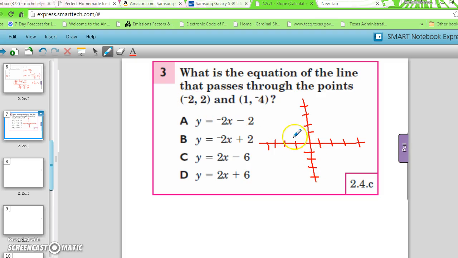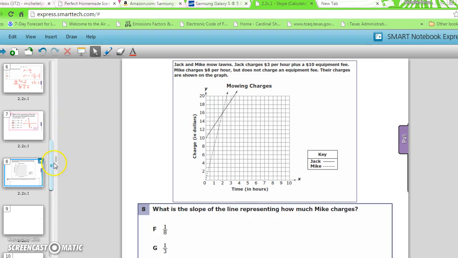Okay, we'd go negative 2, 2, and then 1, negative 4. So automatically I can see that my line is negative. So I can get rid of C and D because they both have positive slopes. Now the question is, does it intersect at negative 2 or does it intersect at positive 2? And I think you can tell it intersects at positive 2. So there's so many ways to solve these. You know, try the graph paper, try everything.